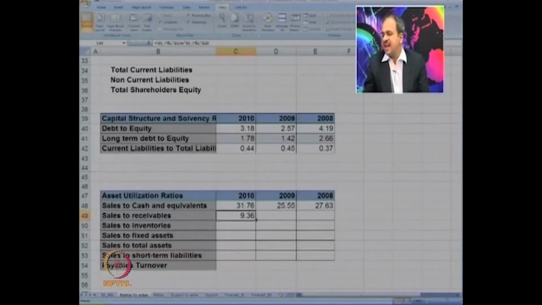So you can see it's 9 times and the ratio is somewhat stable. It was 9.35, it went down to 9.13, and again it has increased to 9.36, which shows that company's efficiency of managing its debtors is somewhat good and it is more or less stable.